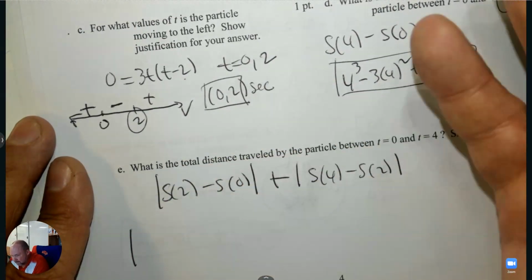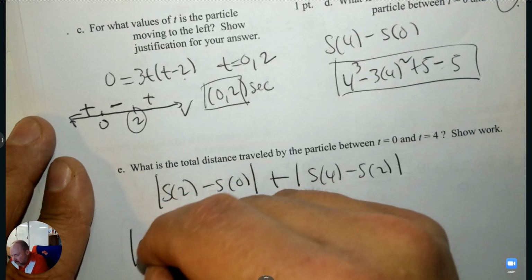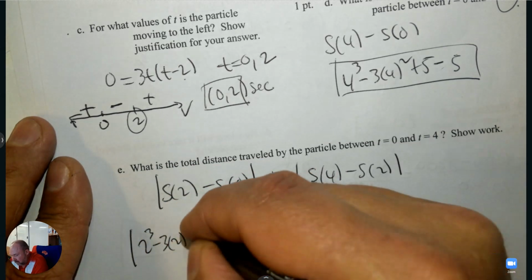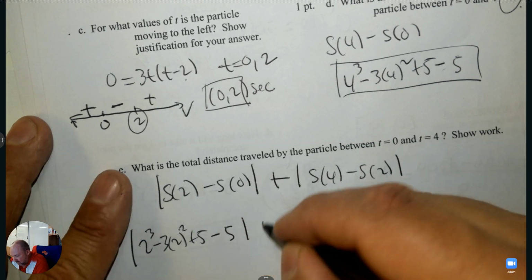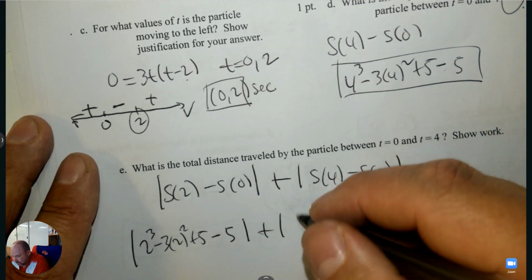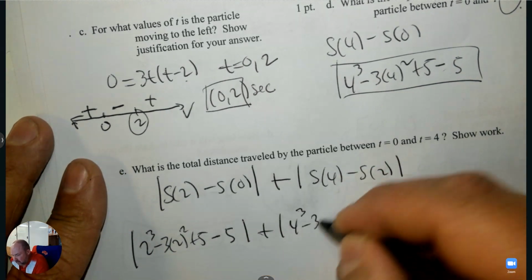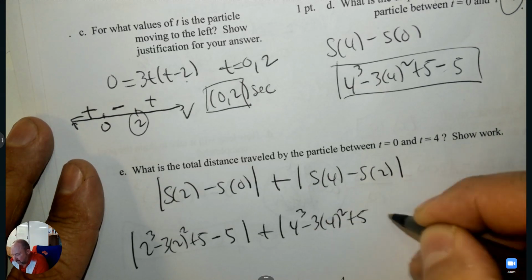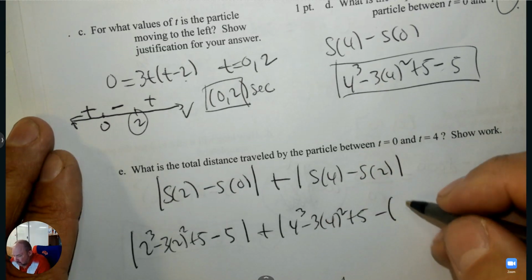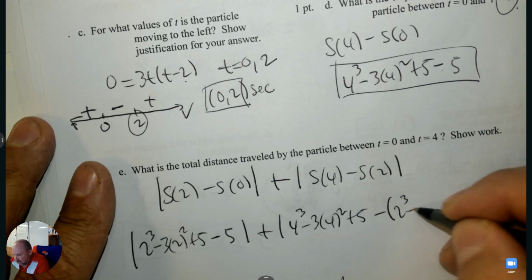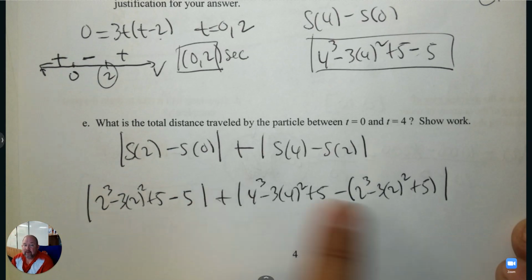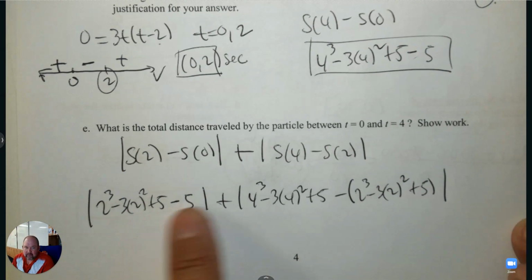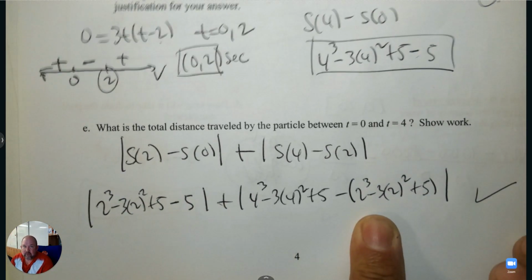Absolute value bars, S at 2 is 2 cubed minus 3 times 2 squared, plus 5, minus S at 0, which is 5, plus S at 4. That's 4 cubed minus 3 times 4 squared, plus 5, minus, use parentheses, S at 2. That's 2 cubed minus 3 times 2 squared plus 5. And that's it. If there were units, I'd include them, but I don't need to simplify that answer. So that's the total distance the particle went.